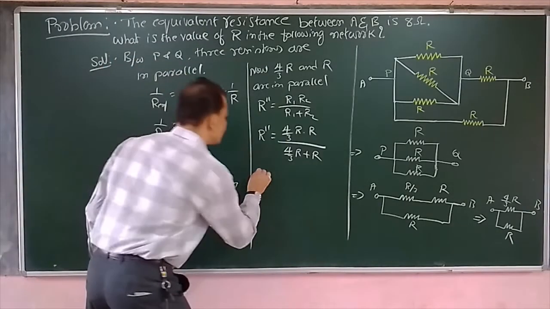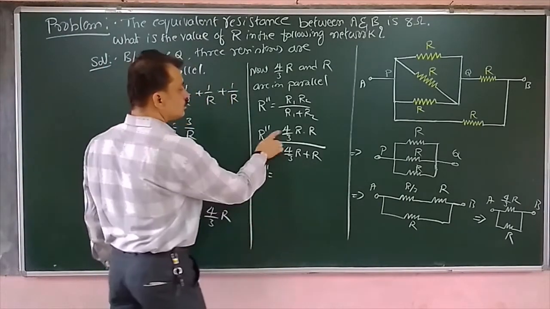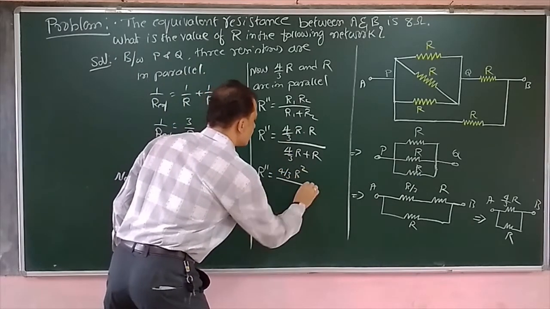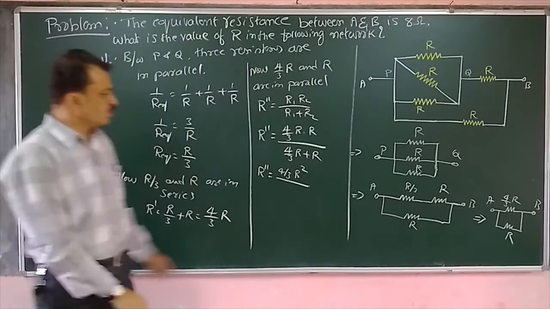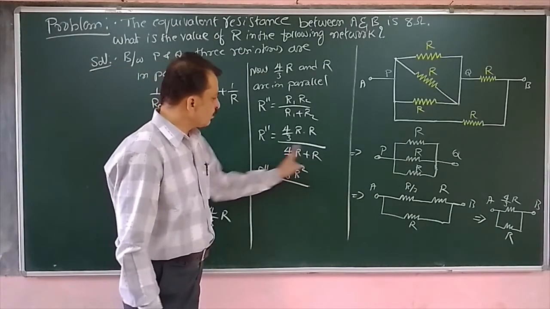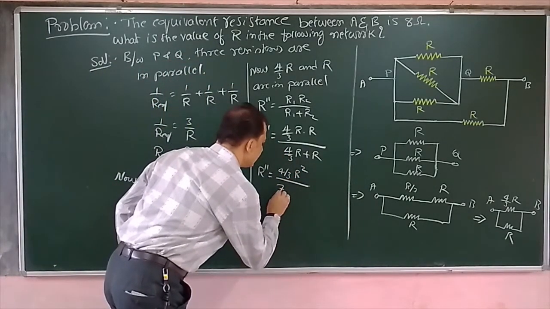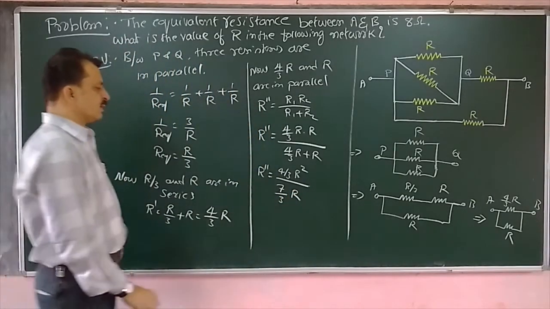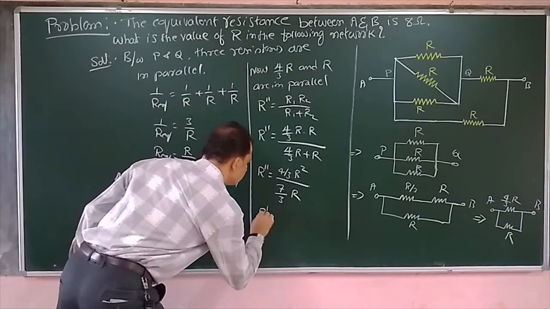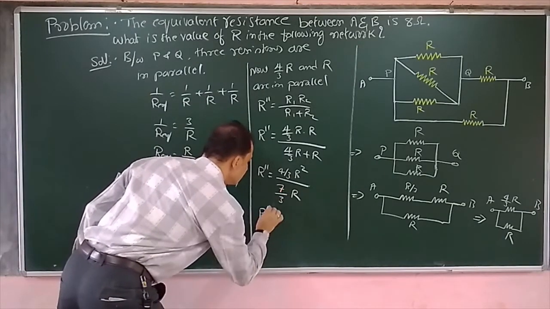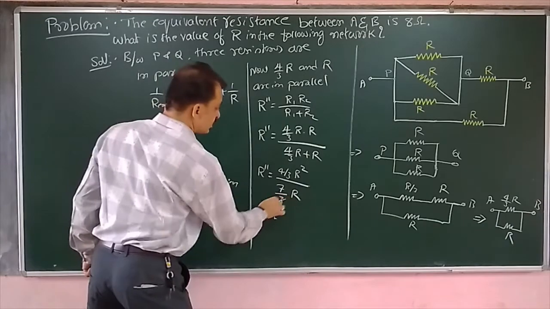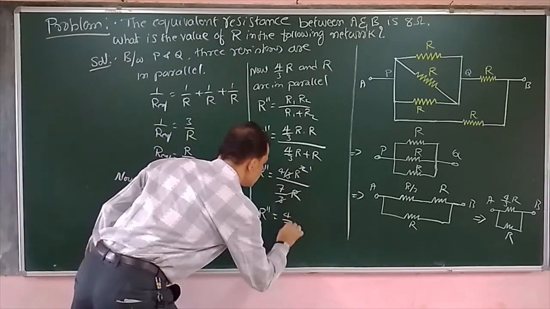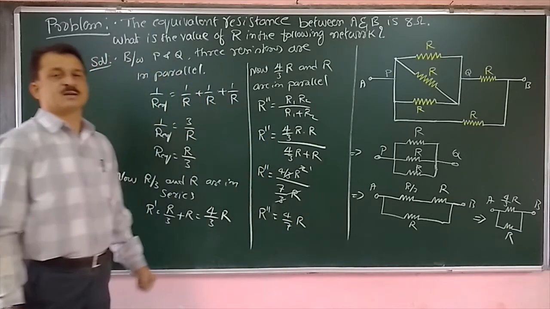Now simplify. R double dash is equal to 4/3 R square divided by, looking at the denominator, 3R plus 4R over 3, which is 7/3 R. Therefore R dash is equal to R double dash. Now 3 gets cancelled, 1 R gets cancelled, it is 4/7 R.